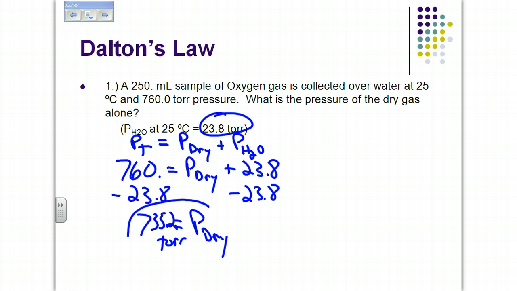We can then use this dry gas pressure to look at volumes under different conditions. But this is how Dalton's law applies to the pressure of a dry gas that is collected over water. So those are your notes.